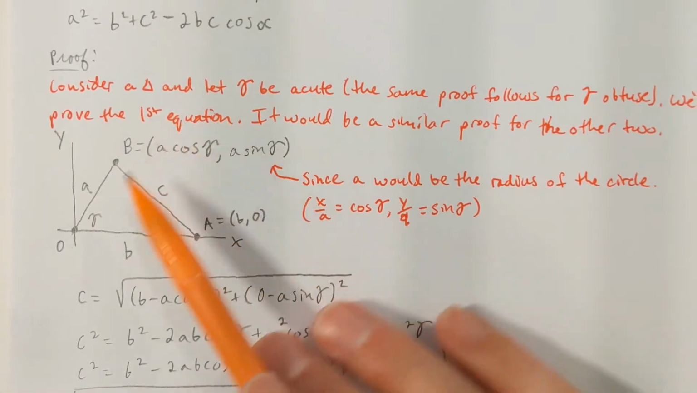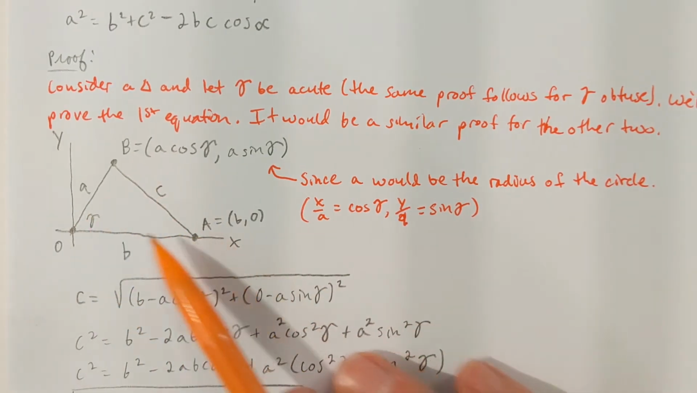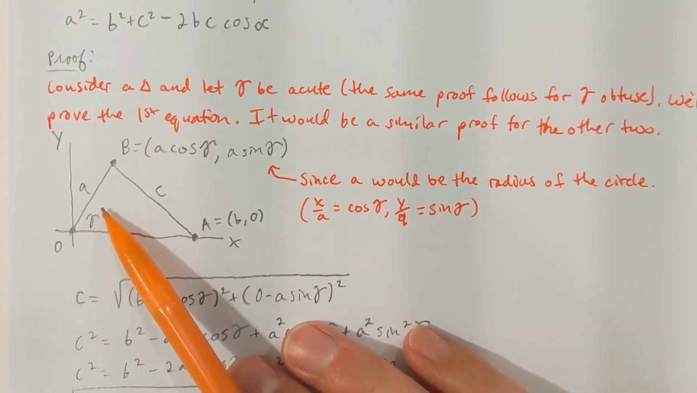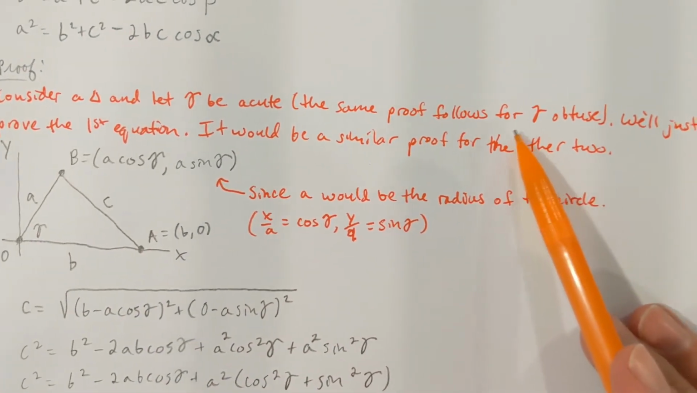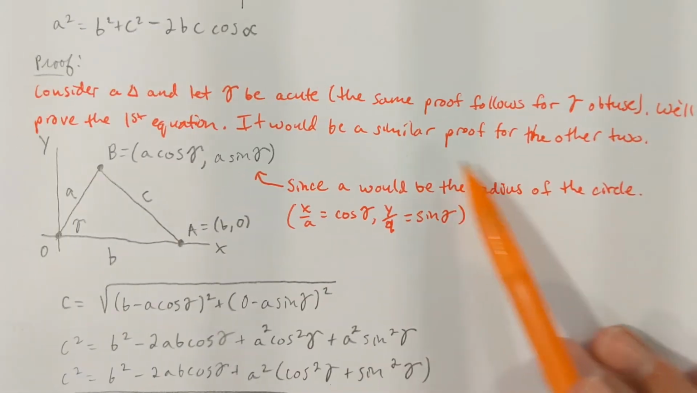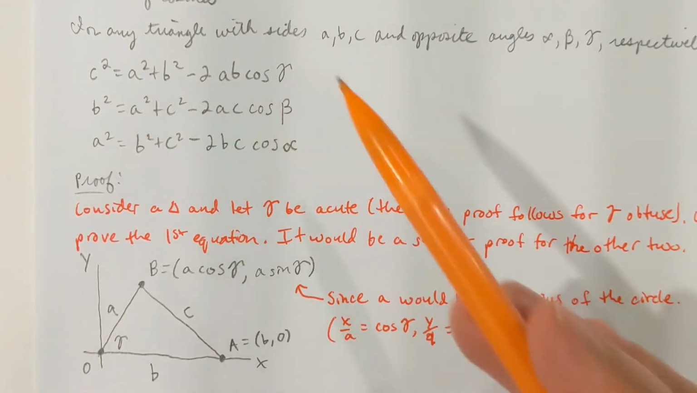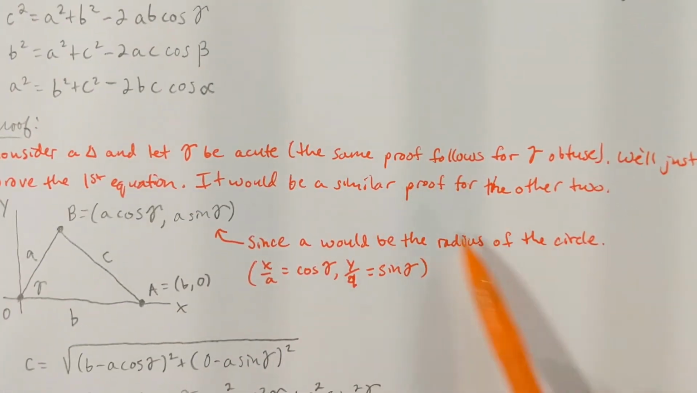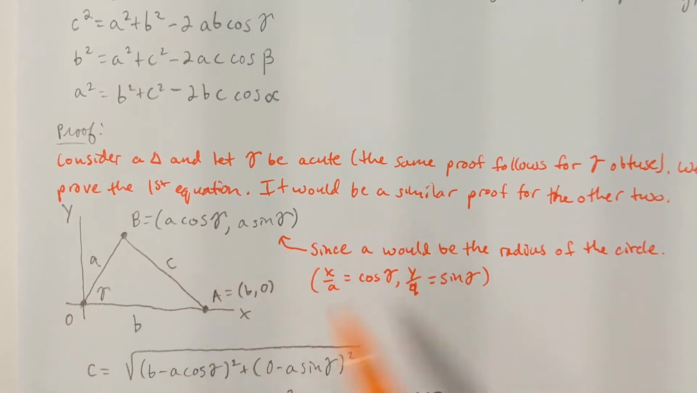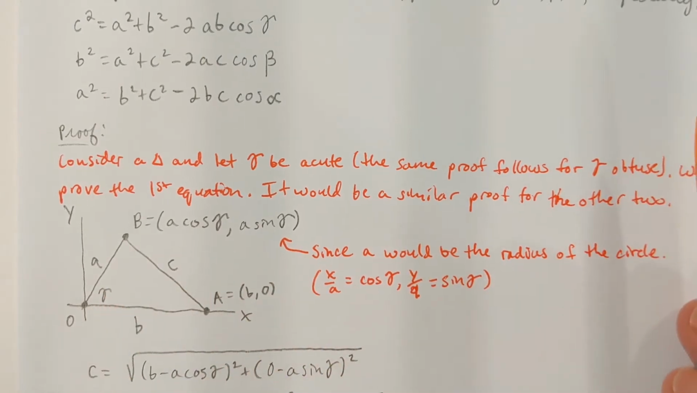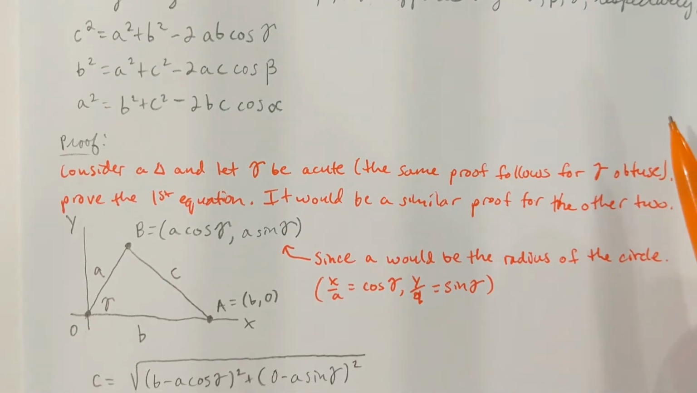Suppose that we have a triangle, and I've got the sides labeled there, and gamma is an acute angle in this picture. The same proof is going to follow if gamma is an obtuse angle. I've got that indicated. And I'm just going to have us prove the first equation here. A similar argument would work if you wanted to show the other two. It's really just a relabeling of the sides and the angle that you're going to focus on. So we're going to be proving the first equation there.